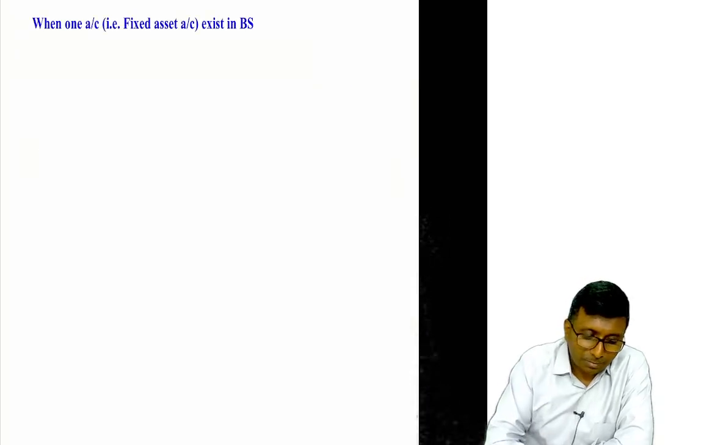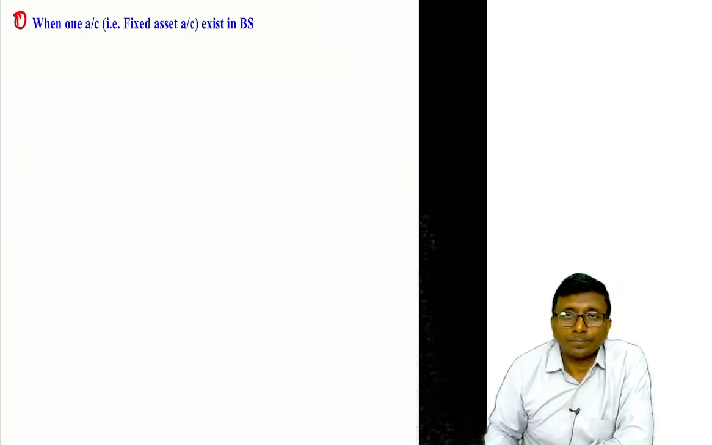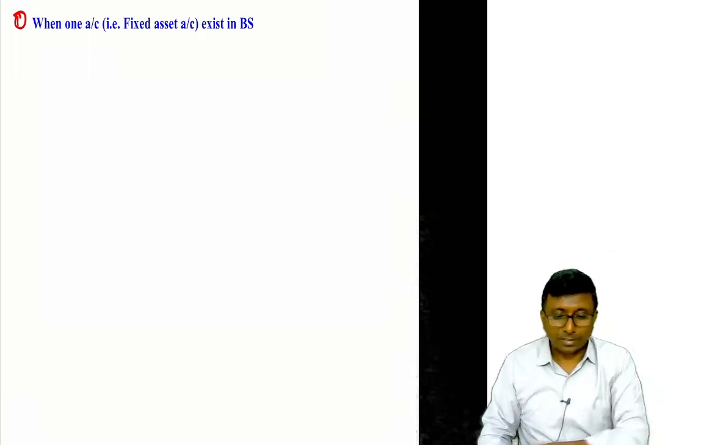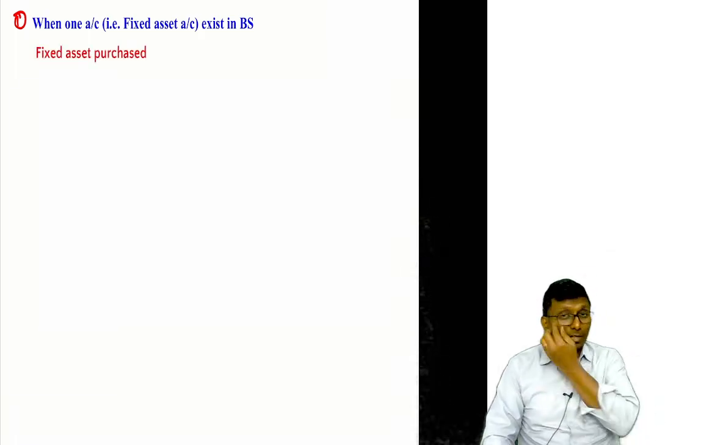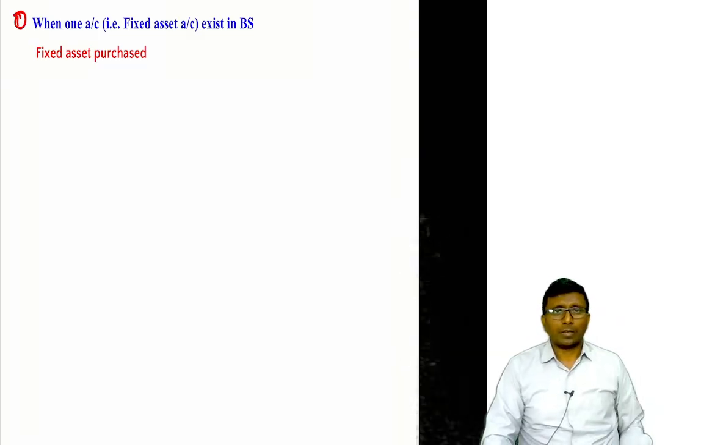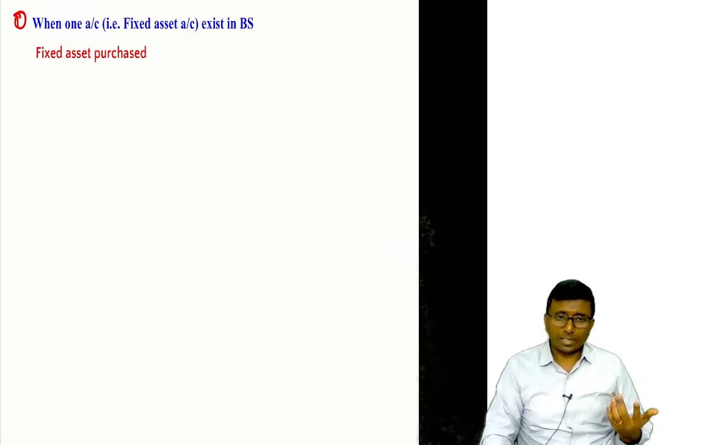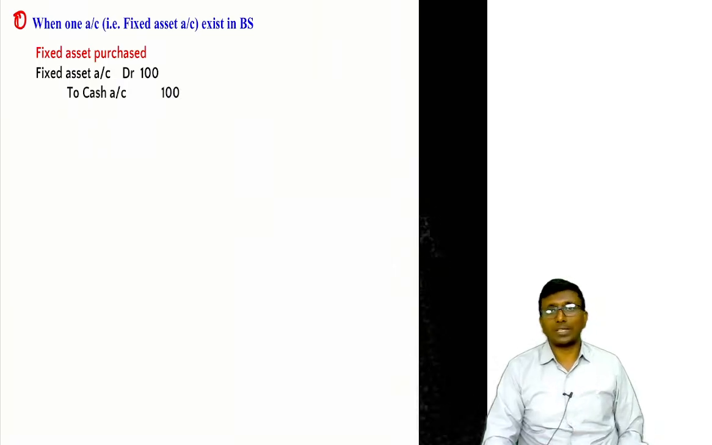So, this is method number 1. When there is one account, that is the fixed assets account, only the fixed asset account is there in the balance sheet. How do you record journal entries? Look at this. Suppose now you bought a fixed asset. Correct? You purchased the fixed asset. Excellent. What is the journal entry? If I purchase a fixed asset, debit fixed asset, credit cash or bank. Basically paid or payable, whatever it is. Cash or bank 100 rupees I'll record, sir.